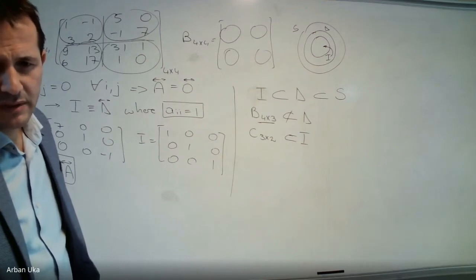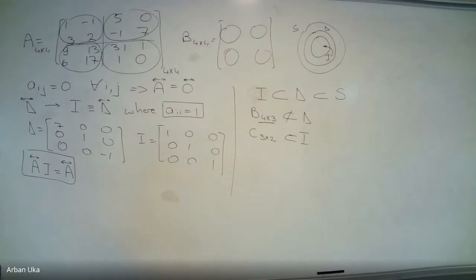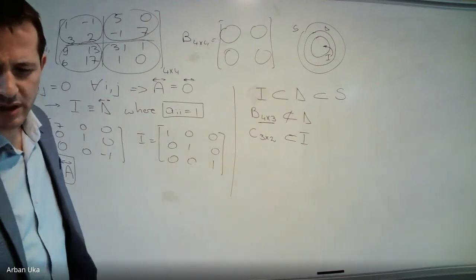Now, I believe we talked about this one. Two matrices are equal if all the elements in these matrices are equal to each other.